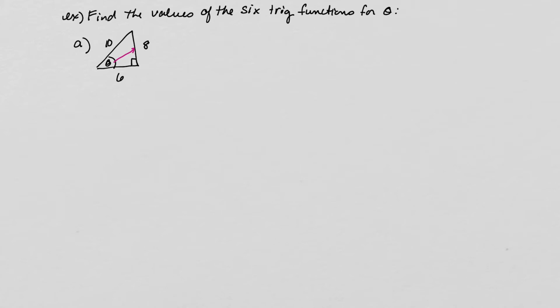This side here, that's across from theta, is the opposite side. This side that is adjacent to theta is the adjacent side. And again, the side opposite the right angle is the hypotenuse. So we're going to find the sine of theta, the cosine of theta, the tangent of theta. And then remember, sine is going to get paired, we're going to flip it to get the cosecant of theta. We'll flip cosine to get the secant of theta, and we'll flip tangent to get the cotangent of theta.